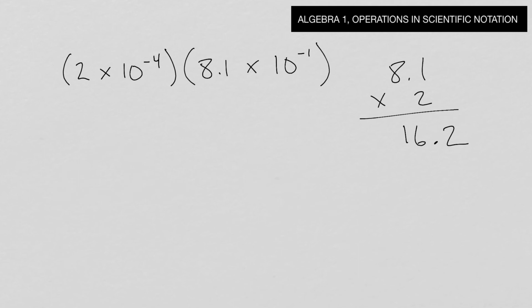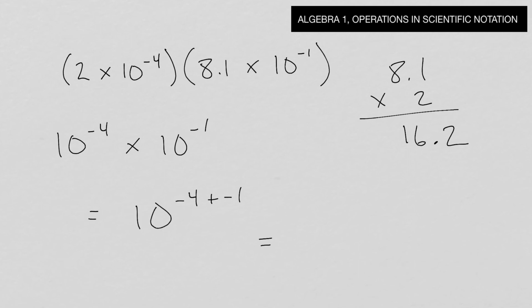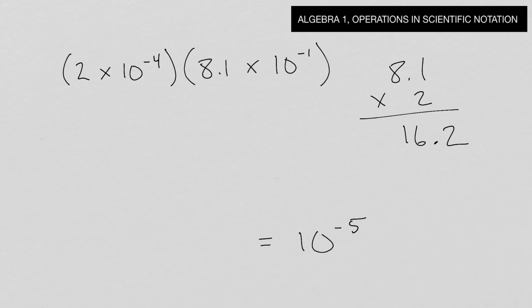Now we need to do the powers of 10. So 10 to the negative 4th times 10 to the negative 1 equals 10 to the negative 4th plus negative 1, which equals 10 to the negative 5th power. All right, so now we have 16.2 times 10 to the negative 5th power.